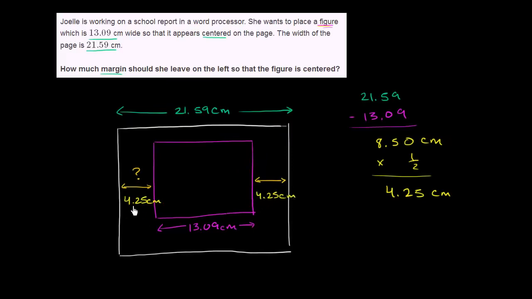And you see, when you add 4.25 to 4.25, you get 8.5 centimeters. And then you add that to 13.09, you get the entire width of the piece of paper. So how much margin should she leave? On the left, 4.25 centimeters.